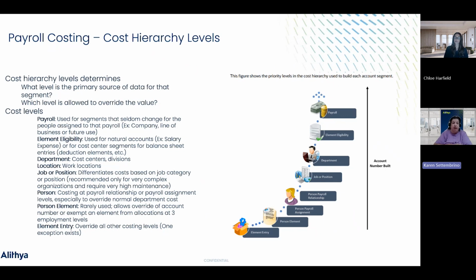You can have company A, which would have company 01 and department 100. And then you could have company B, which would be 02 and also department 100. So that combination, or that information, or those segments would reside on the department. You could have location costing, meaning if you want to define a costing for a specific brick and mortar location.